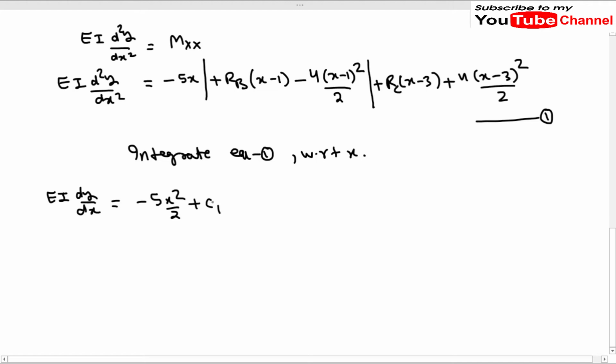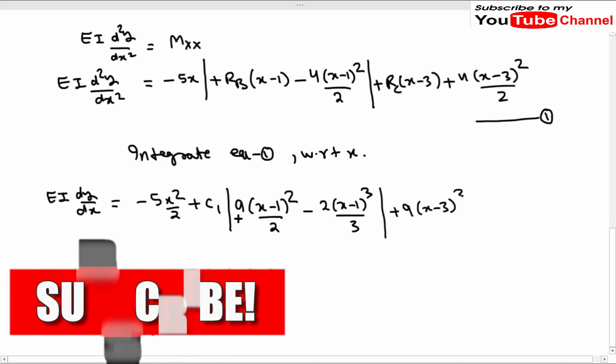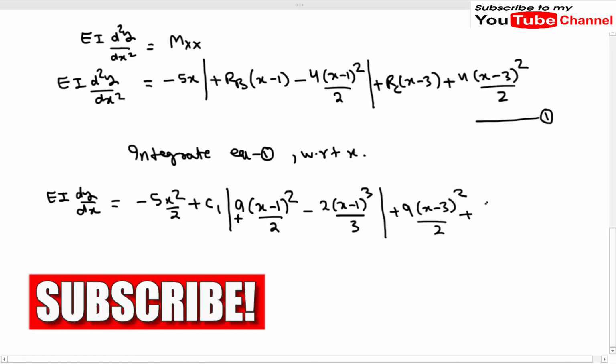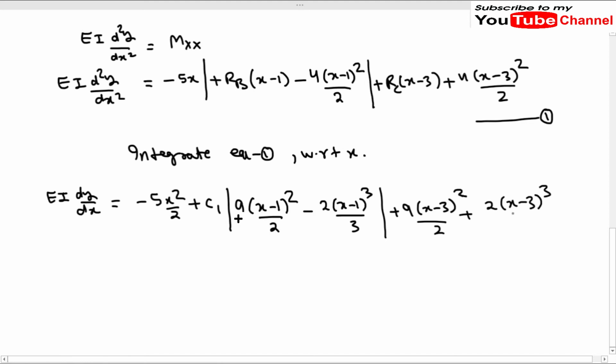I have told you earlier that the constant of integration will be written just before the first vertical line. Now draw the vertical line, and the value of RB is 9, so let me put the value of RB. The integration of (x minus 1) will be (x minus 1) whole square by 2, minus, the integration for this term will be 2 into (x minus 1) whole cube by 3. Again vertical line, the value of RC is also 9, so it will be RC (x minus 3) square by 2 plus the integration will be (x minus 3) whole cube by 3. So this equation will be our equation number 2.